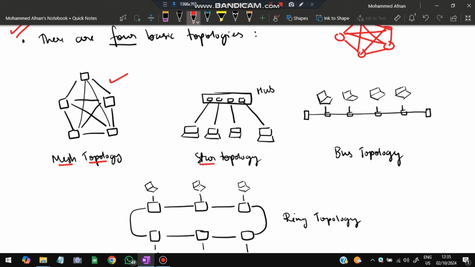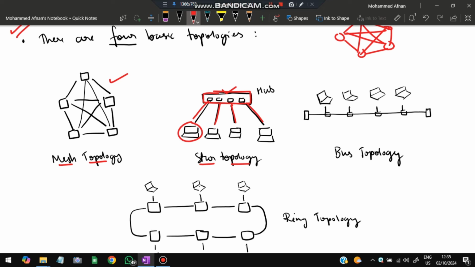The next is the star topology. Star means it's interconnected with a hub. Hub is like a main server, a single point from where the data gets transferred to the devices. This is called star topology. And here the disadvantage is that if the hub fails, every other system will fail. But if any one system fails, the other systems will still remain working. Okay, that is the advantage.